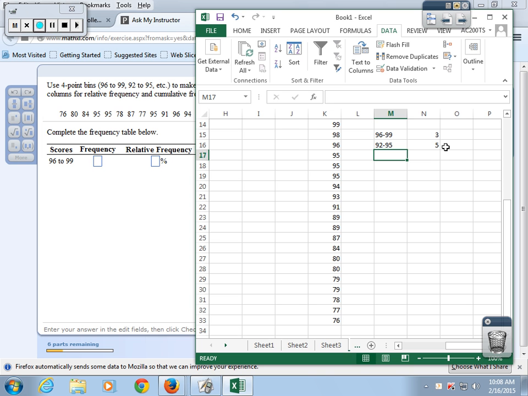Next one, what's the class width? Class width is 4, so the next one will be what? 88 to what? 91. 88 to 91. 4. Then 84 to what? 87. And 84 to 87. 2. And then 80 to 83.